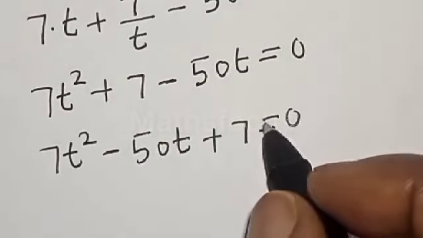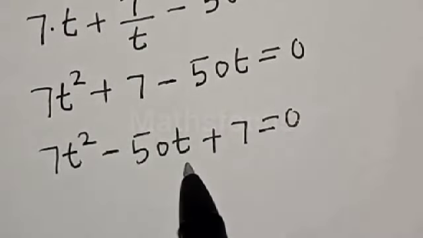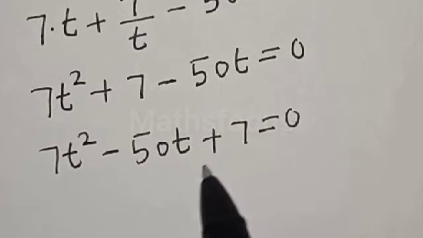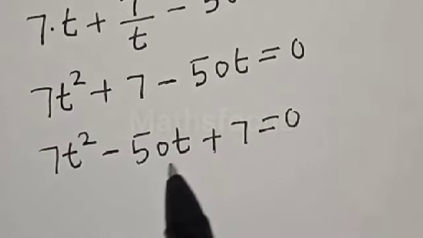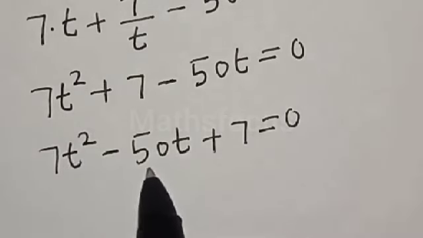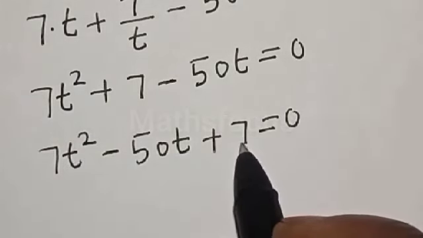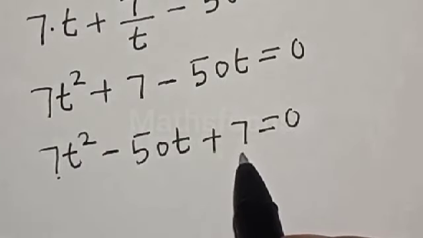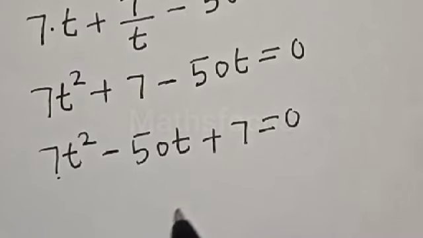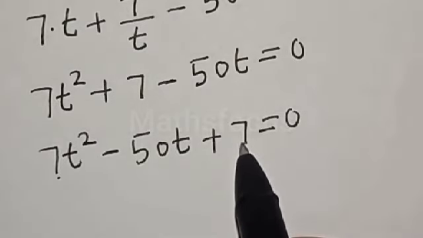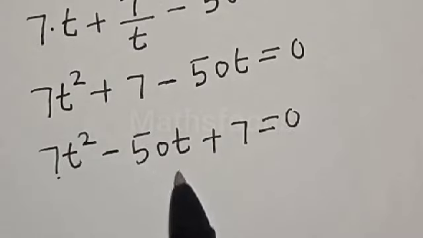This is our quadratic equation, and we can solve this using either factorization method or quadratic general formula. But in this case, we're going to make use of factorization method. The coefficient of t squared here is 7. We have the coefficient of t here is minus 50, and the constant is 7. If you multiply this 7 by this 7, it's going to be 49. Then we look for two numbers so that the product will give 49 and the sum will give minus 50.